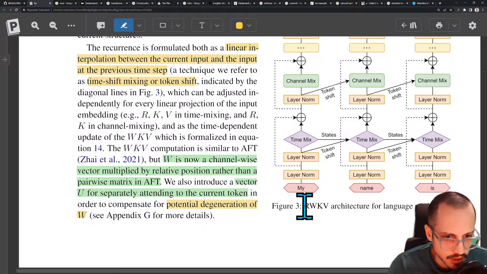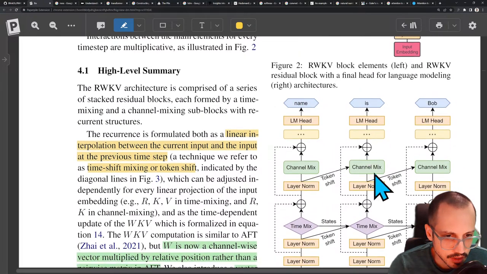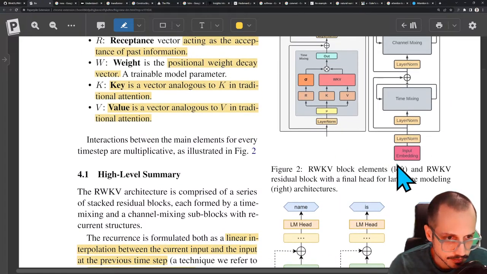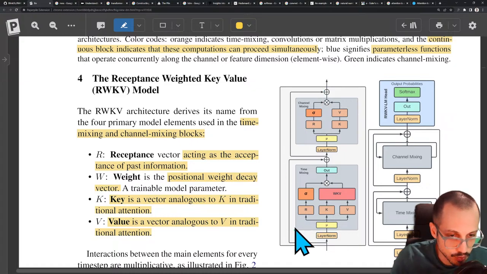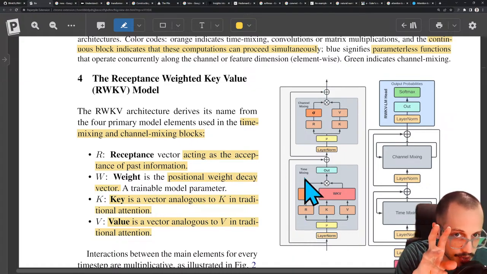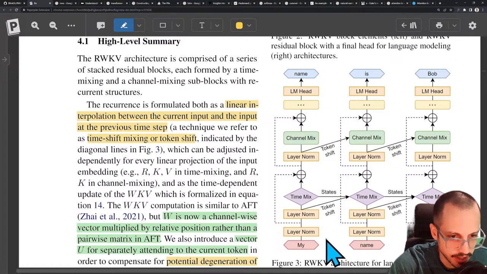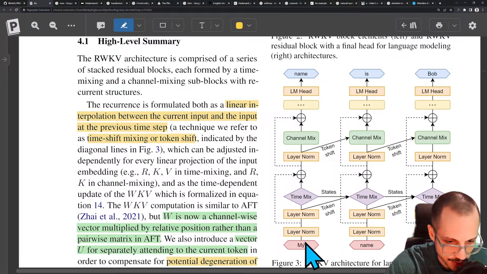RWKV architecture for language modeling. Okay, so this is the block itself, but then this is the block with the time dimension shown. Here you're just getting the block at one specific frozen token in the sequence, but here's what it would actually look like when you have multiple tokens. So you can see the recurrent behavior here, where you feed in this token, "my name is." The first token, my, goes through layer norm, residual connection, layer norm, time mix, concatenate, residual connection, layer norm. The token shift is here.